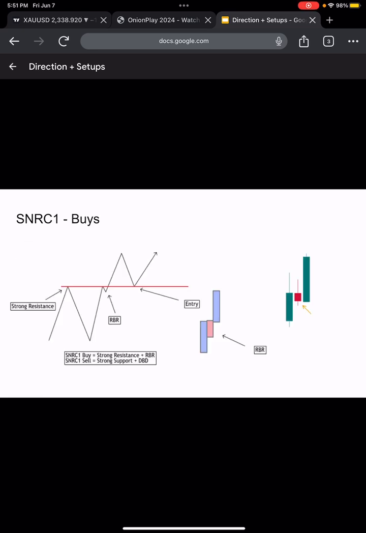So this is essentially what it looks like. So you have a strong level of resistance, and then you have the rally-based rally, which is in the same line. It has to be in the same line or same zone as the resistance. So that's why I drew the level there. So I'm going to give you some examples, but that's kind of what it looks like. This is a pretty simple continuation pattern.